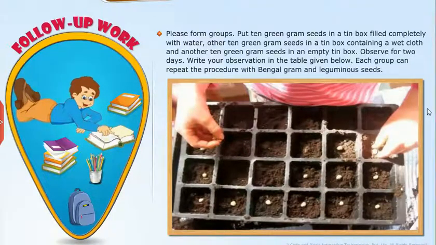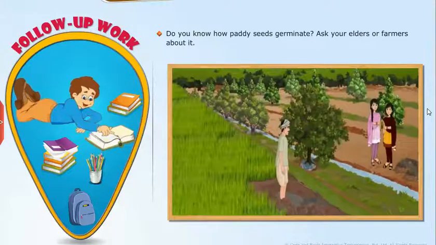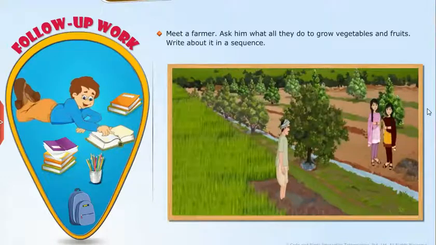Write your observation in the table given below. Each group can repeat the procedure with Bengal gram and leguminous seeds. Do you know how paddy seeds germinate? Ask your elders or farmers about it. Meet a farmer. Ask him what all they do to grow vegetables and fruits. Write about it in a sequence.